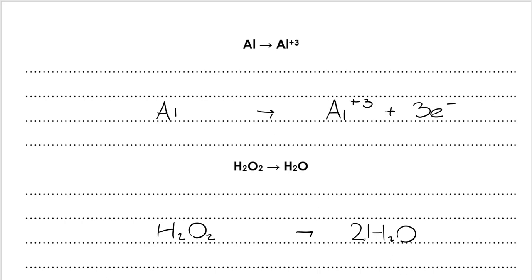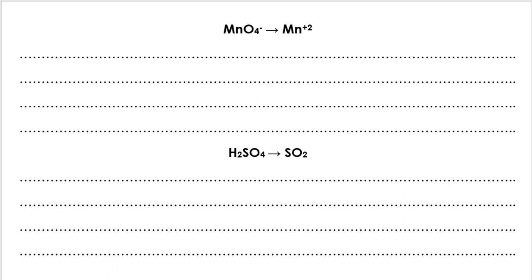So I then need to balance the hydrogens. I've got 4 on the right, I've got 2 on the left, so I need 2 H+ on the left. And I've got 2 H+ on the left, so I need 2 e- on the left to counteract that charge. I've now got a 0 charge on the left and a 0 charge on the right overall. 2 more examples for you to try.